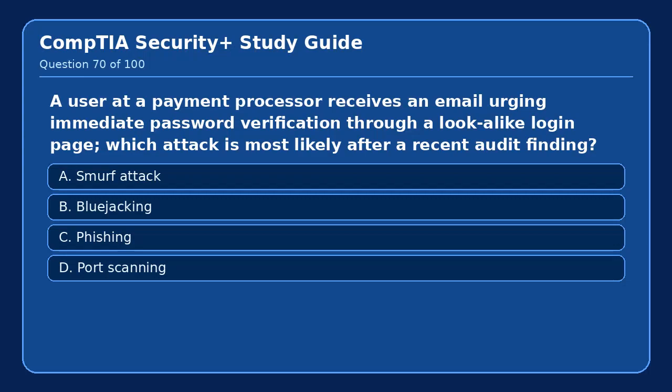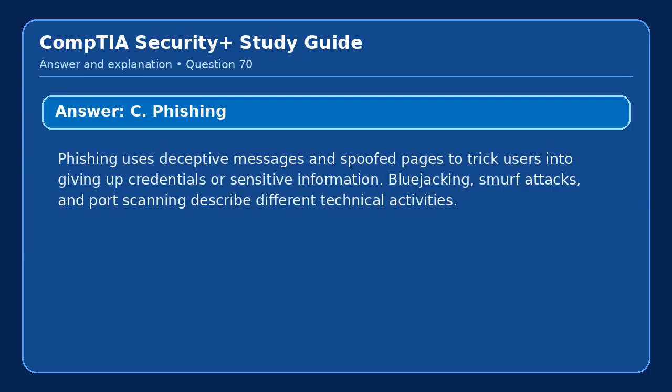Question 73. If employees at a cloud startup receive text messages linking to a fake payroll login, which threat vector is being used as part of the risk reduction project? A. War driving, B. VLAN hopping, C. Password salting, D. Smishing. Take a moment to choose your answer.